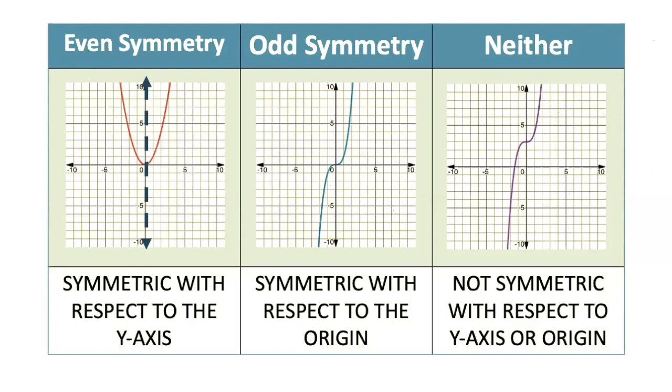We say a function has odd symmetry if it's symmetric with respect to the origin. This means that if you turn it 180 degrees, it should look the same upside down as it does right side up.